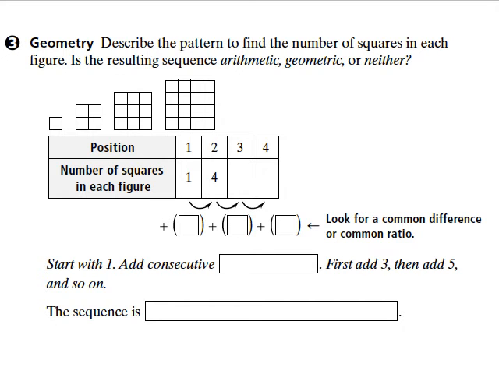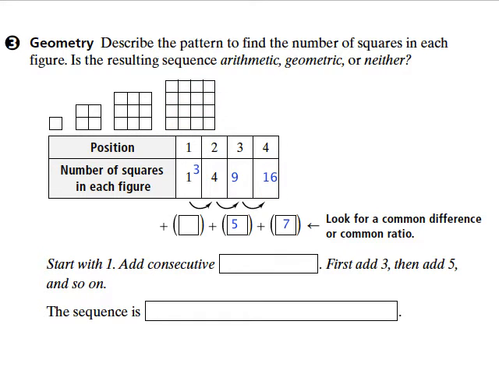Example 3. Describe the pattern to find the number of squares in each figure. Is the resulting sequence arithmetic, geometric, or neither? So in the first one, we have 1 square that makes up the figure. In the second one, we have 4 squares. So we've added 3 to get the next term. For the third figure, we have 9 squares. We went from 4 to 9, so we added 5. For the fourth figure, we have 16 squares. We went from 9 to 16, which we added 7.